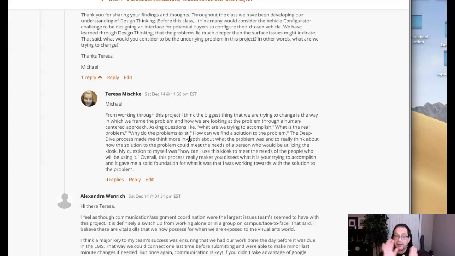But no, it's really important to understand there is a big difference between design and design thinking. There's a huge difference between design and human-centered design. Okay, so in this class, we're concentrating on human-centered design. So of course, we are asking things like, what are we trying to accomplish? What is the real problem here?